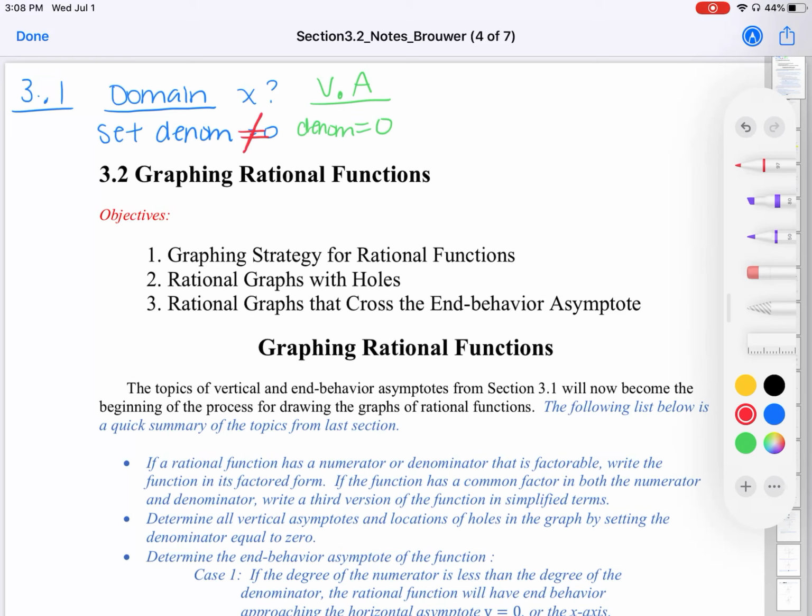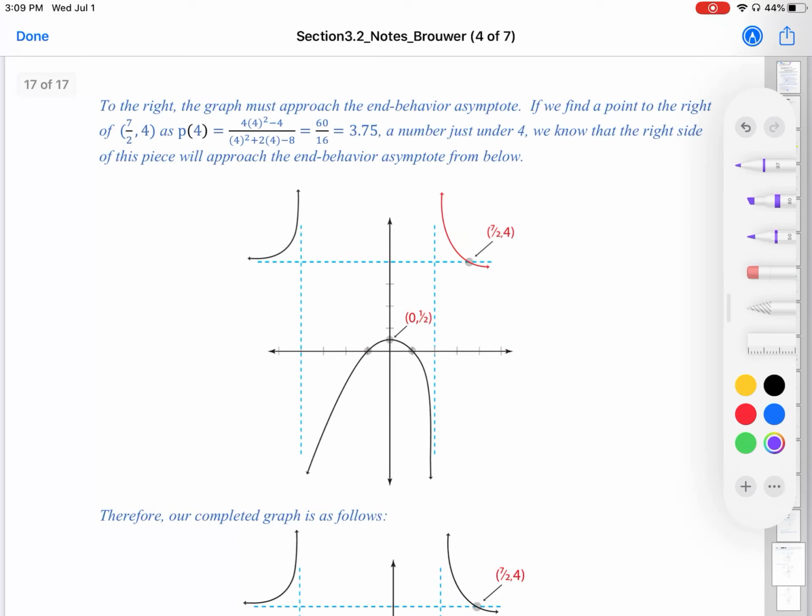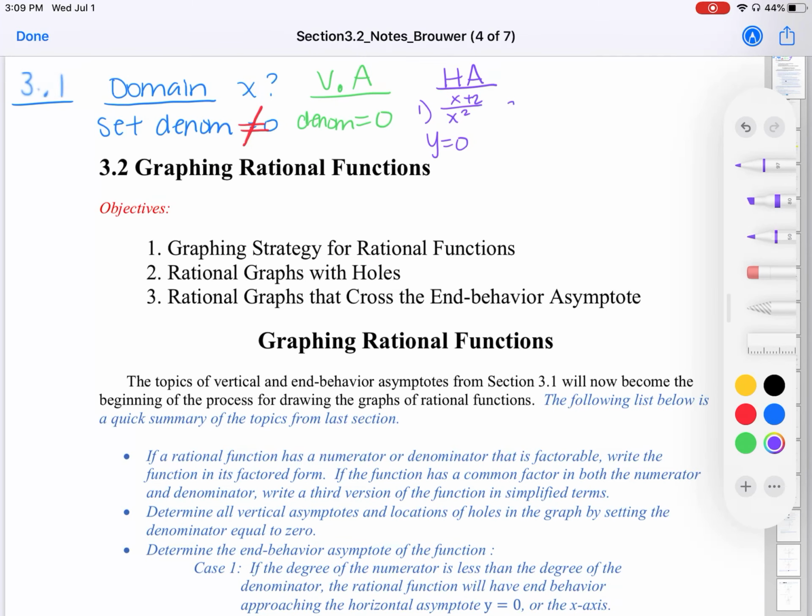Something else we learned in section 3.1 is the horizontal asymptotes. Our book talked about 3 cases, but really there's 4 we need to consider. For the first case, if my denominator is bigger, say I have x and x squared, we have y equals 0. And for this, we're talking about the degree. We also have if they're of equal degree.